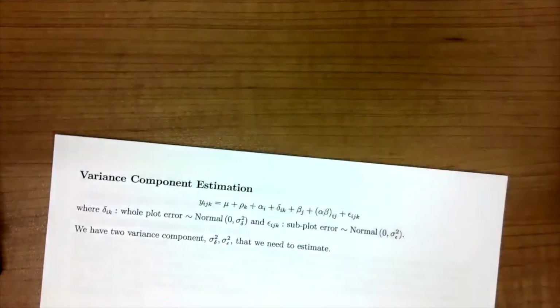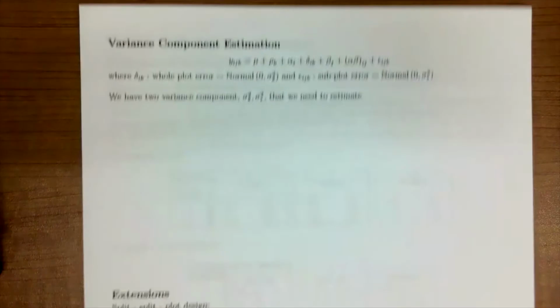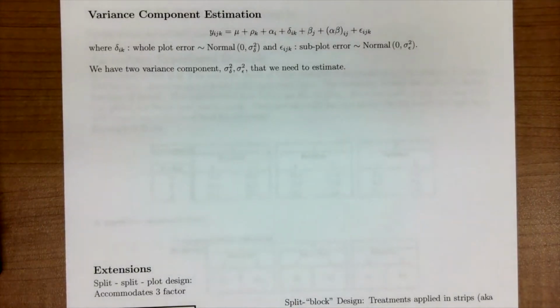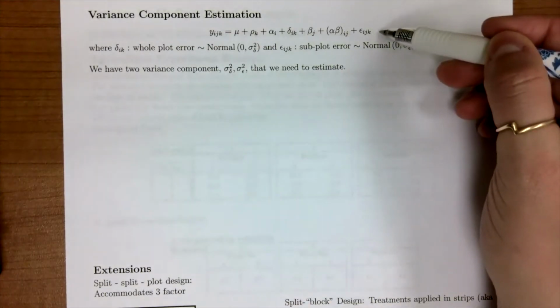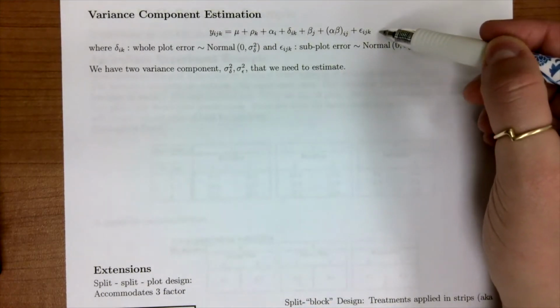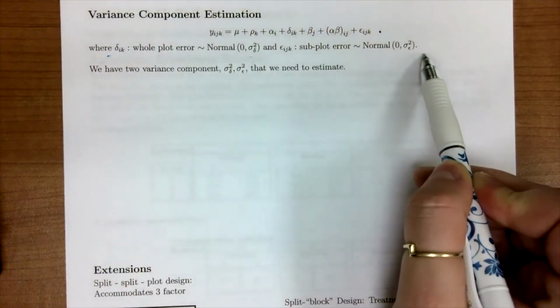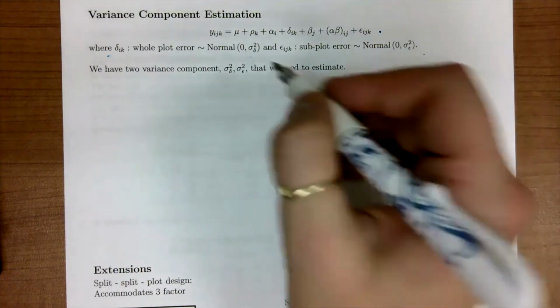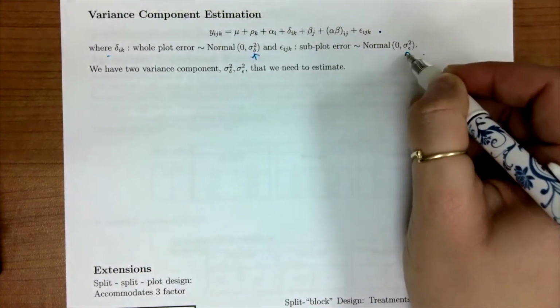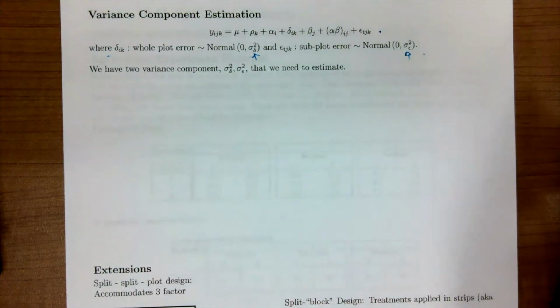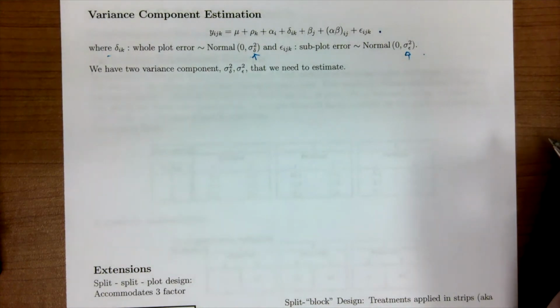Before going on and talking about extensions and applying this to our specific example, I want to talk about our variance components. So recall this was our statistical model where we had a whole plot error and we had a subplot error. And one thing we might want to do is estimate these two variance components. In order to do that, we need to go back to our ANOVA table and pull off two important pieces of information.